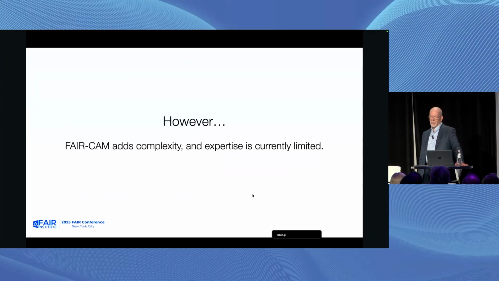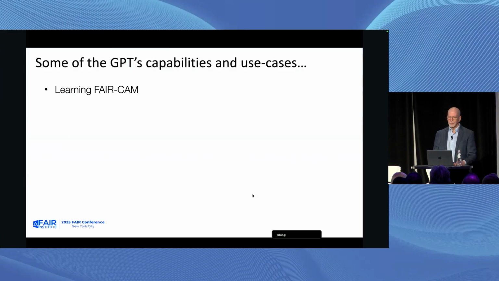The downside is FairCam is relatively new, and as hard as I'm trying, I haven't been able to get as much good documentation out there for people to use as I'd like. But it's coming, but slowly. So I created this custom GPT that is an expert in FAIR. It's free for anyone to use for any reason.